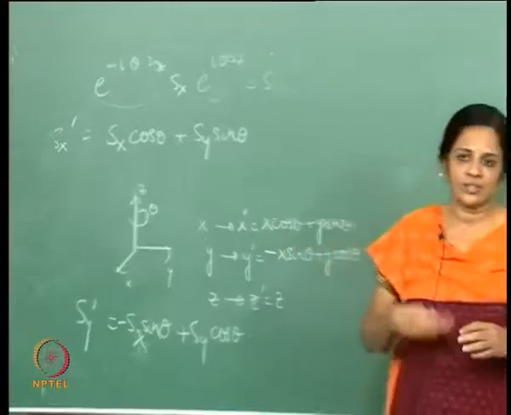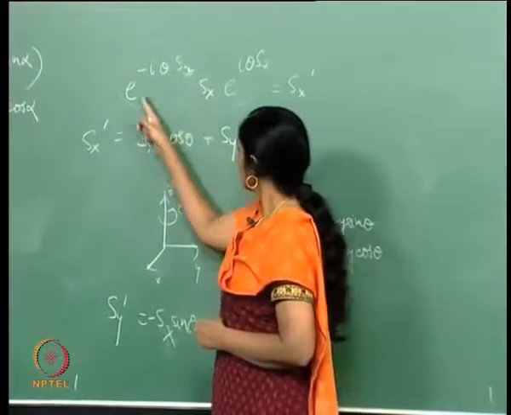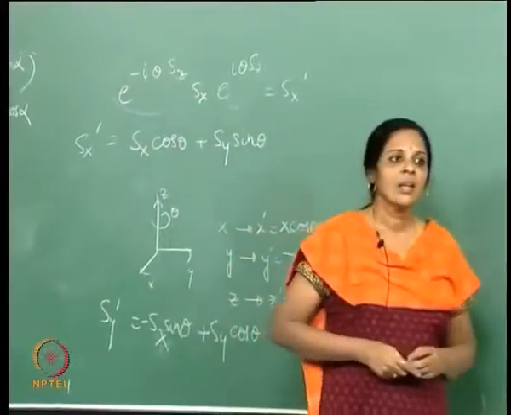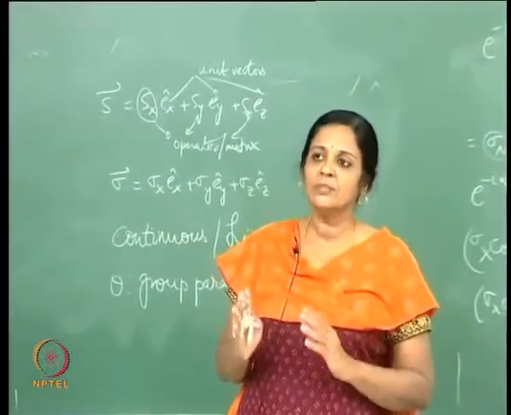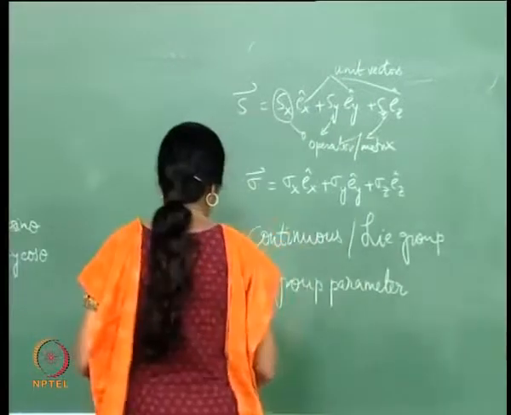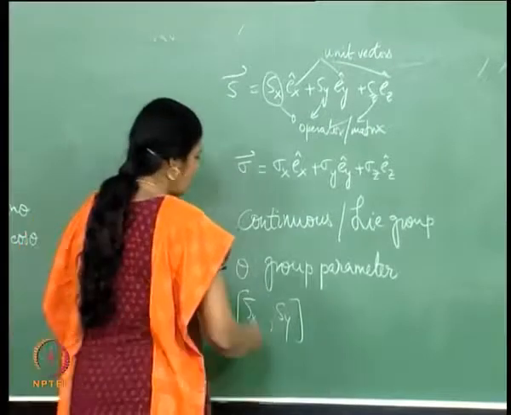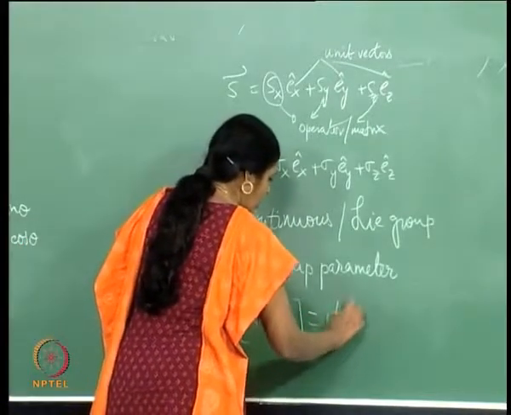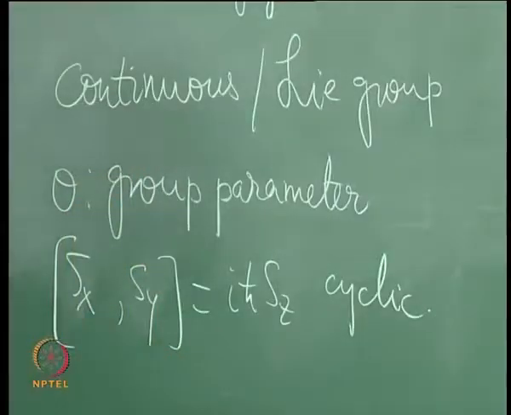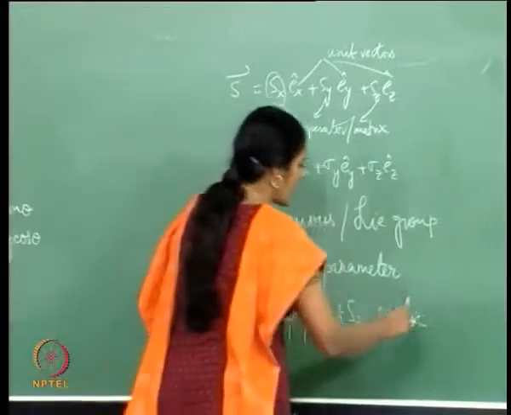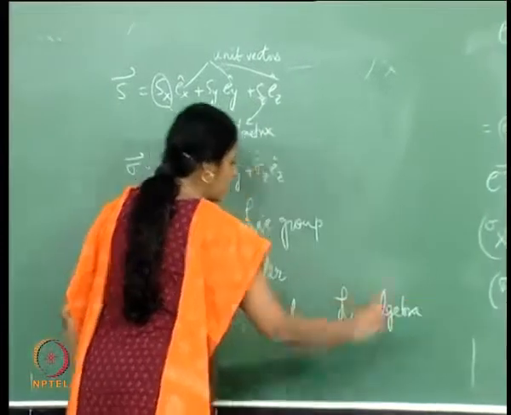It is a unitary transformation, and there are 3 such generators. Instead of talking about e to the minus i theta Sz, I could well talk about Sz itself, and therefore I have 3 Hermitian matrices in this context, Sx, Sy and Sz, which correspond to the generators of the transformation, and these Hermitian operators satisfy this algebra, which is the Lie algebra corresponding to this group.